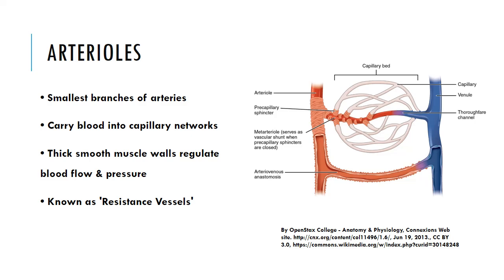Their muscular walls are made of smooth muscle, which allows them to squeeze tight or relax and open wider. By doing this, arterioles control how much blood flows into tissues and also play a big role in regulating blood pressure. That's why they are often called resistance vessels, because most of the resistance to blood flow happens right here.